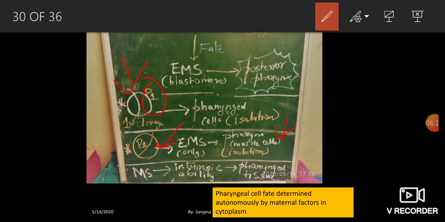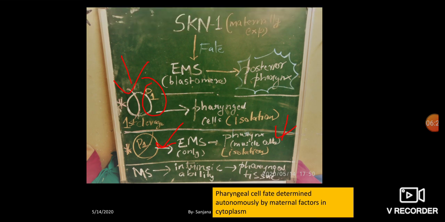So from all these experiments that were carried out, what they found is that the pharyngeal cell fate is determined autonomously by maternal factors in the cytoplasm. And this was not just one experiment which was carried out. There were also a few other experiments carried out to learn about this autonomous specification.